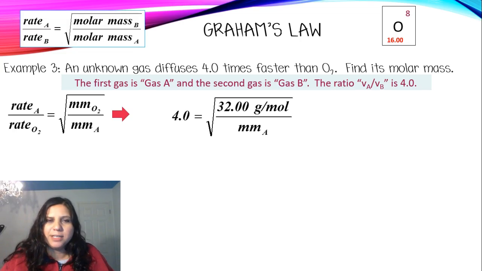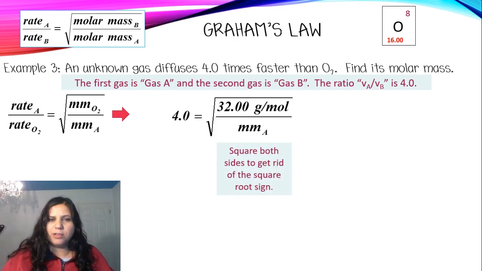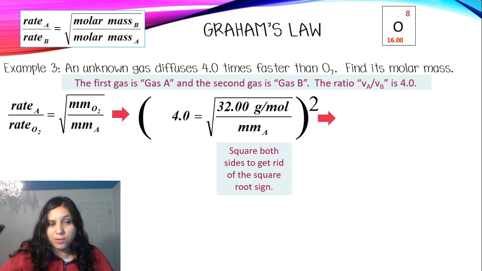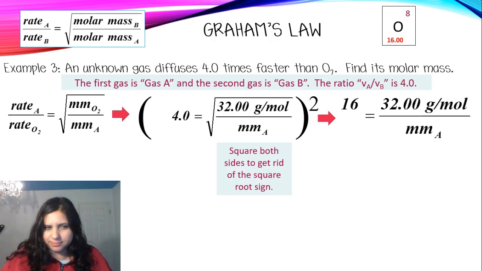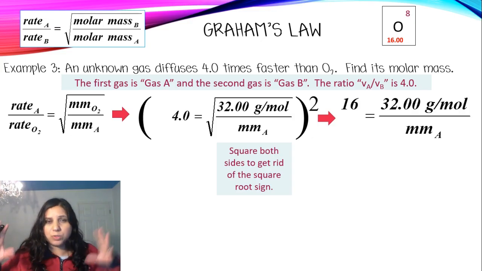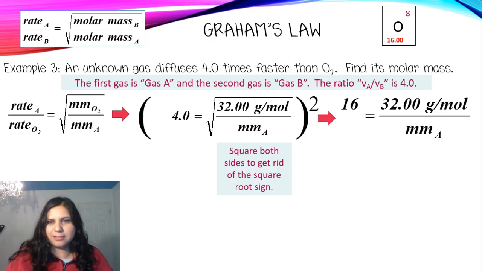How do we solve this problem? Well, we've got an X on the bottom, so what you have to do is get rid of the square root sign. How do you get rid of the square root sign? You square both sides. So I'm going to square both sides. When I do that, 4 squared is 16. And then on the right side of the equation, when you square a square root, that square root symbol just disappears. So we've got 32 grams per mole over the molar mass.